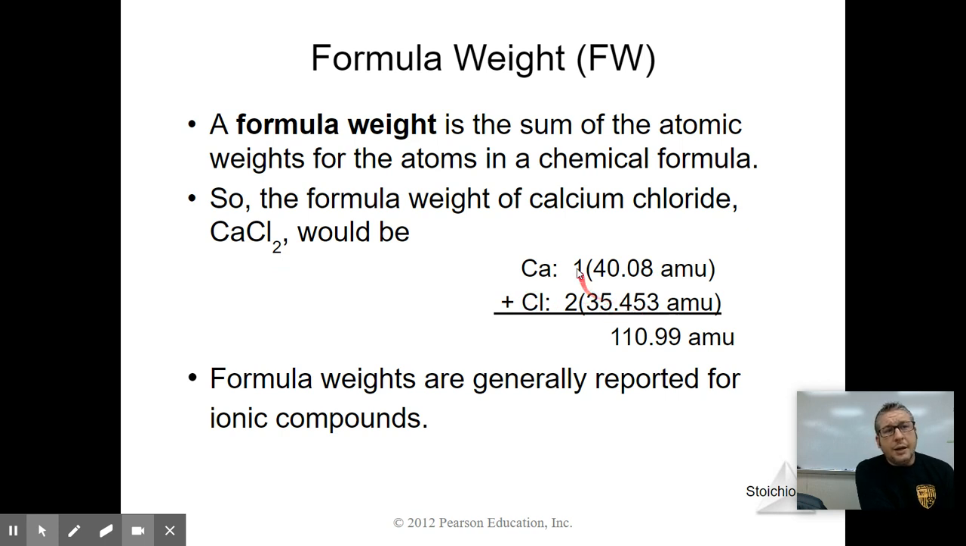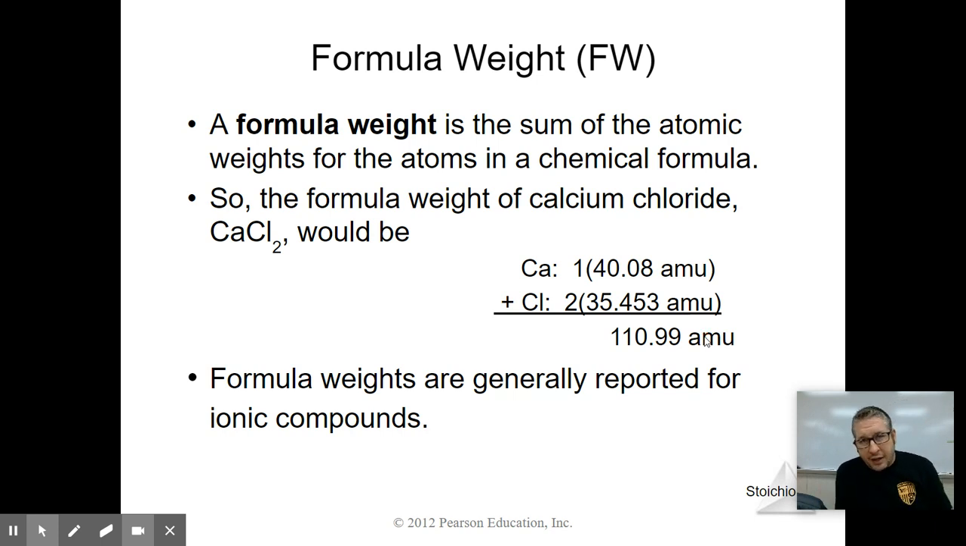And so you take your calcium, you take your newly calculated mass of Cl2, and you sum them together, and you get a formula weight for calcium chloride of 110.99 AMU. Again, don't forget the AMU. On our last quiz, some of you forgot to list AMU, and you got deducted for it. I made a big emphasis on that.